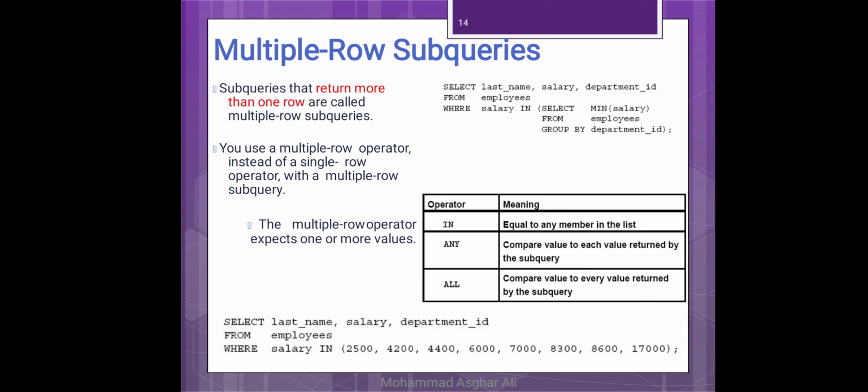Select last name, salary, department ID from employee where salary in, within brackets, select min salary from employee group by department ID. Or you can write it like this: select last name, salary, department ID from employee where salary in those salaries. So here we are first using a subquery, and it's simple. You can also find the same result.